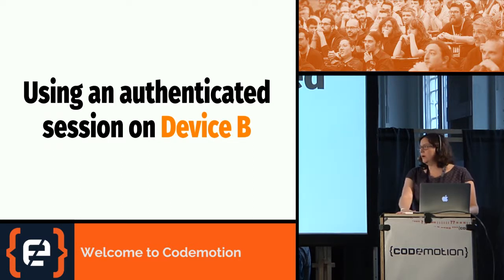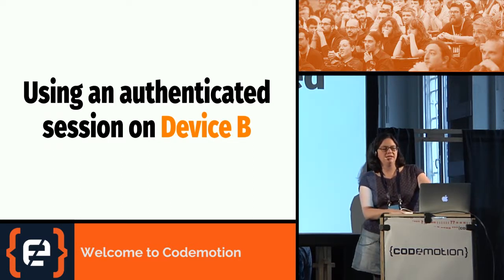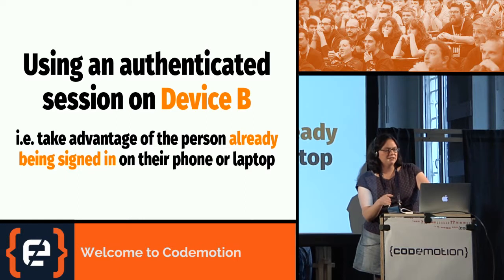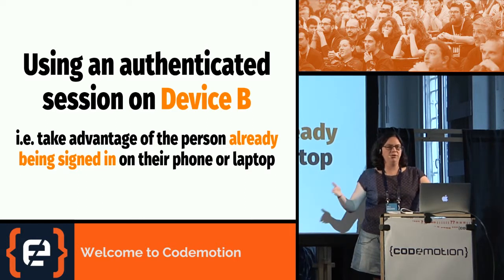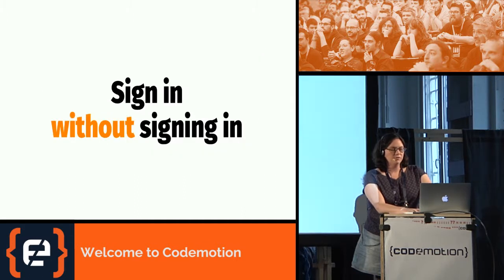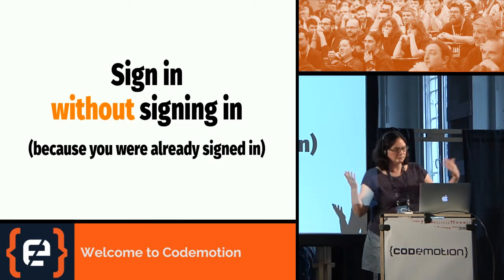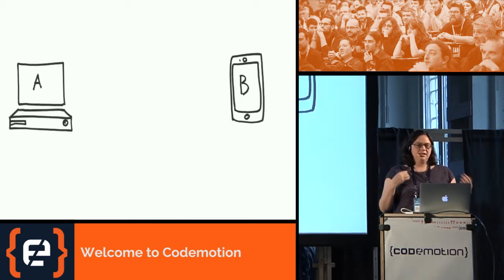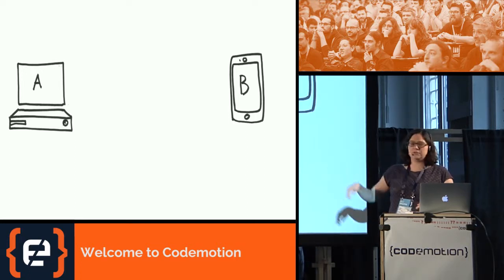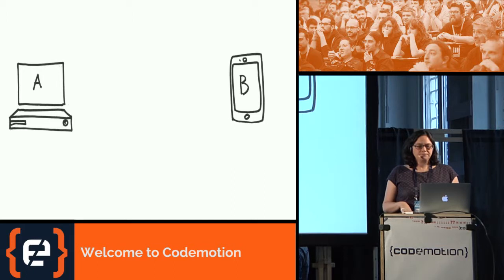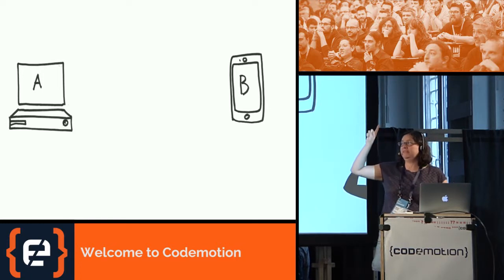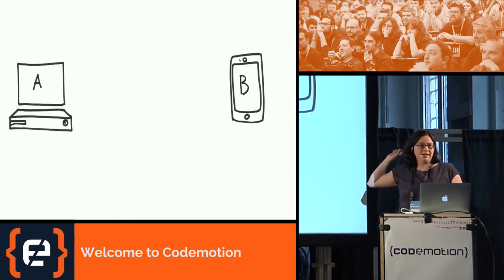So one of the key parts of this is using an authenticated session on device B, which is a very fancy way of saying we want to take advantage of the fact that the person is already signed in on their phone or their laptop. Meaning we want them to sign in without having to sign in because they were already signed in, right? So we've got these two devices, the game console or toaster or whatever. And so remote sign-in is when the person doesn't have to enter their password on device A. They might have to enter it on device B, but hopefully not. If they're not signed in, they'll have to sign in.